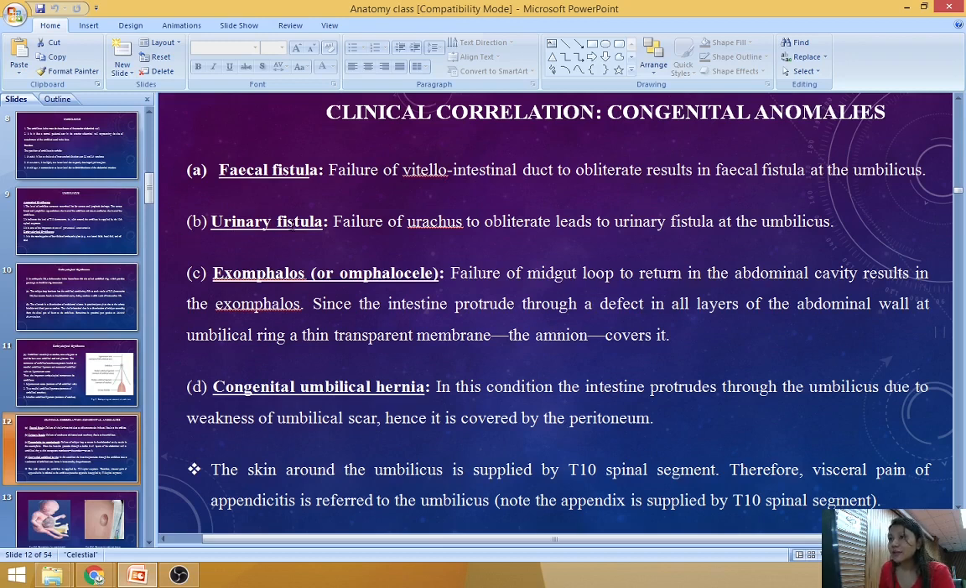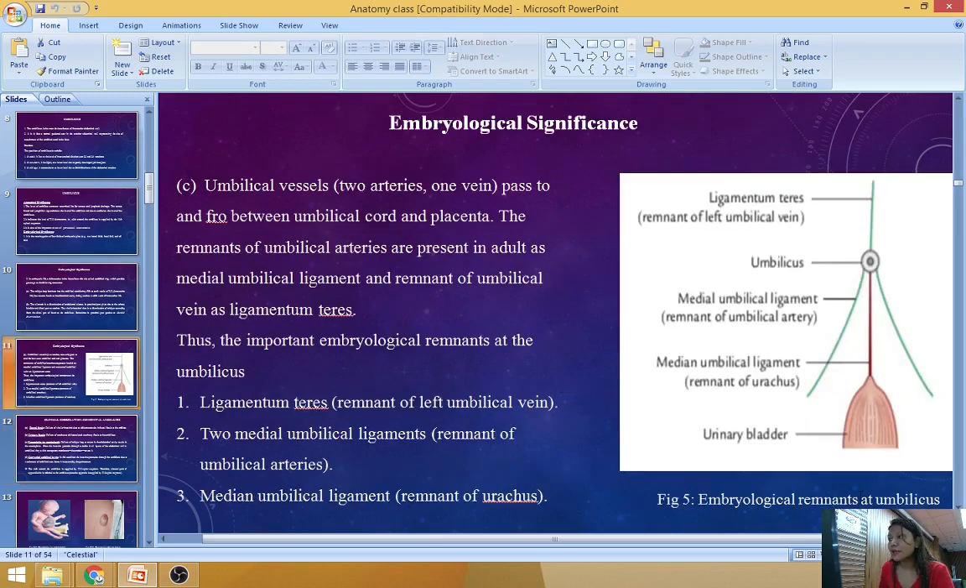Next is the urinary fistula. Failure of the urachus to obliterate leads to urinary fistula. What will happen in urinary fistula? Urine will come through the umbilicus, because this urachus is connecting the urinary bladder to the umbilicus. So if this connection doesn't get obliterated and there is a pipe-like fistula connection between the umbilicus and the urinary bladder, the urine from the bladder will come out through the umbilicus.